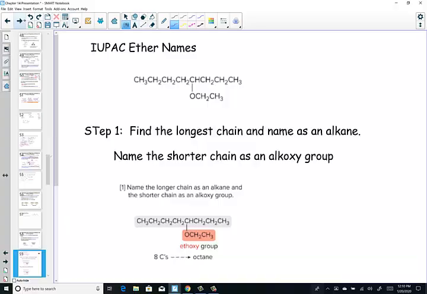Now let's find the longest carbon chain. Seems like I can find 8 carbons. Let me number the opposite direction and just double check my numbering system.